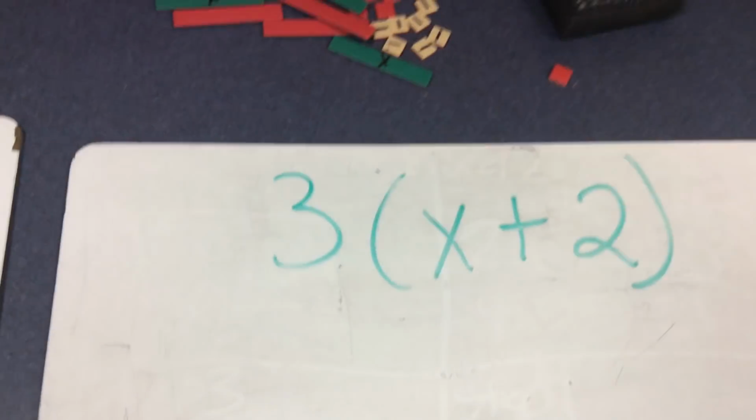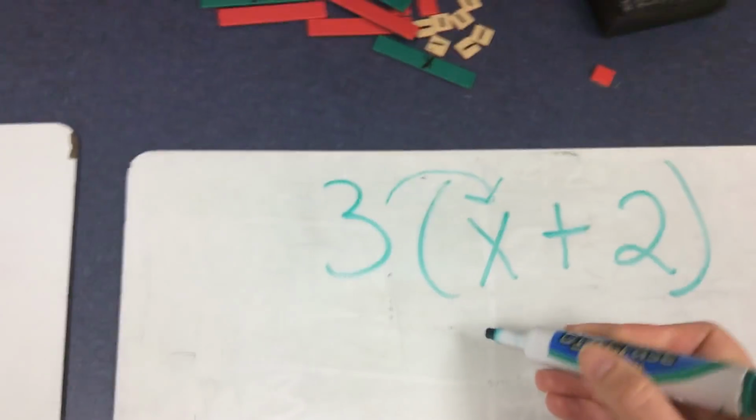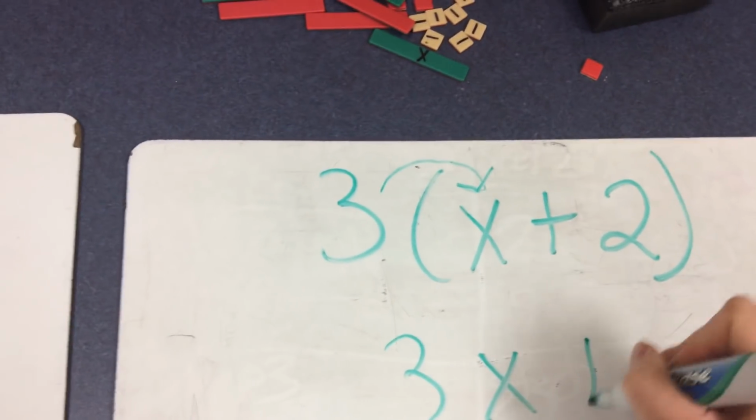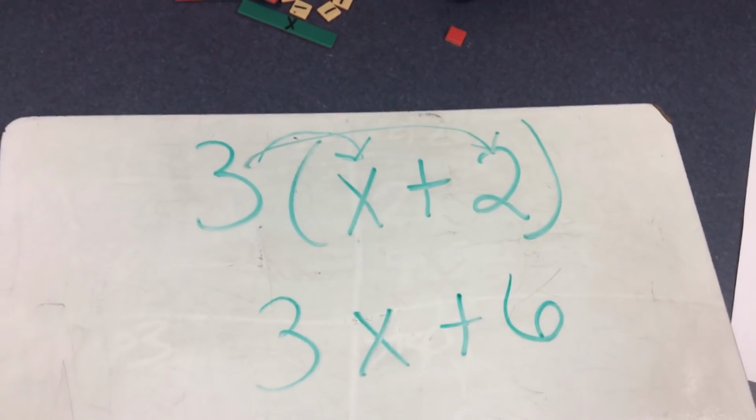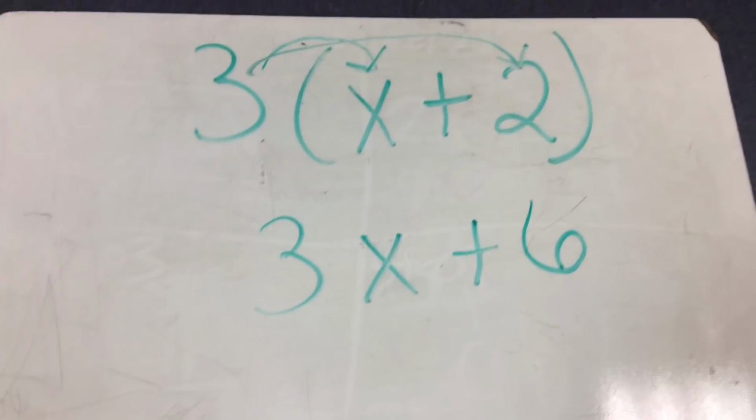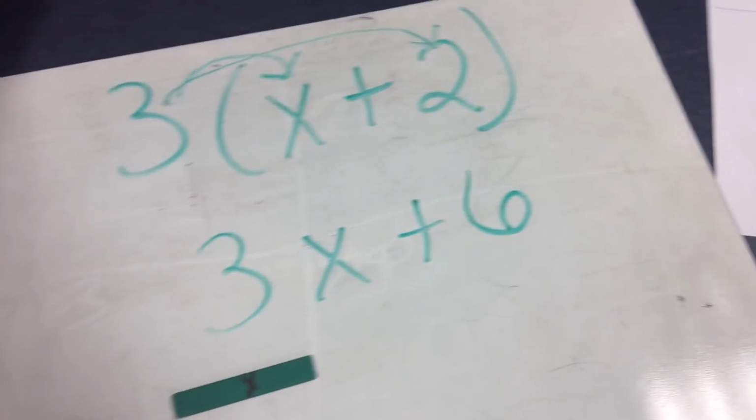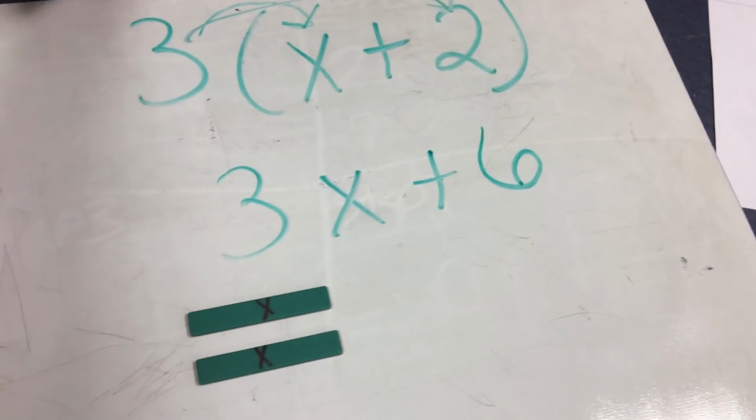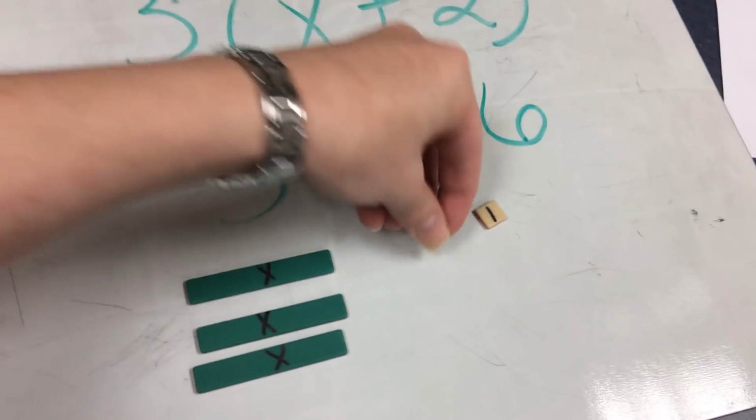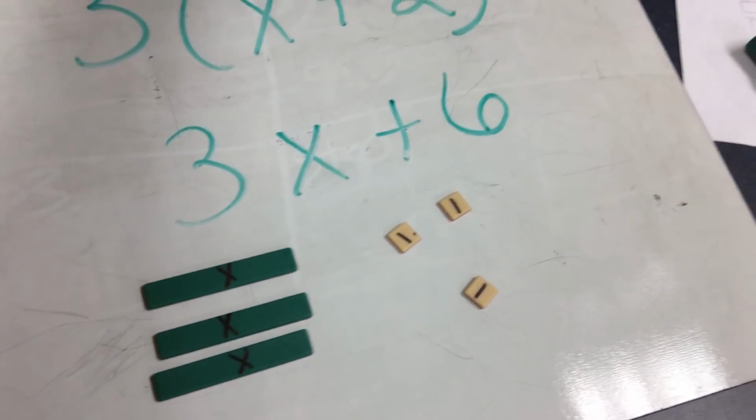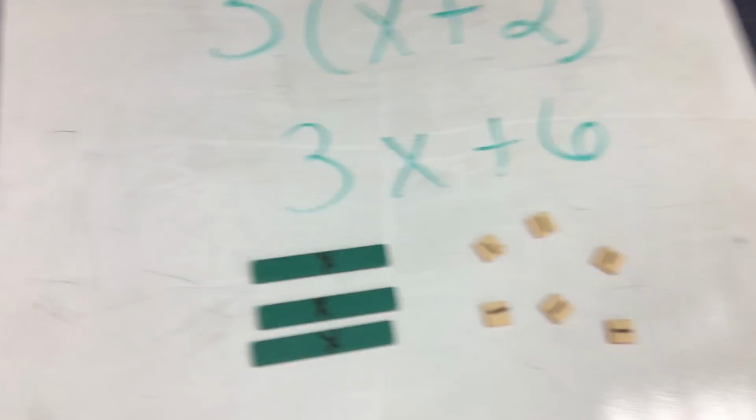But let's think about it with the distributive property and see if it's equal. I can do 3 into x, which will be 3x, plus 3 times 2, which is 6. And so 3x plus 6. Let's model that. How many x's do I have? 1, 2, 3. And then how many other ones do I have? 1, 2, 3, 4, 5, 6.